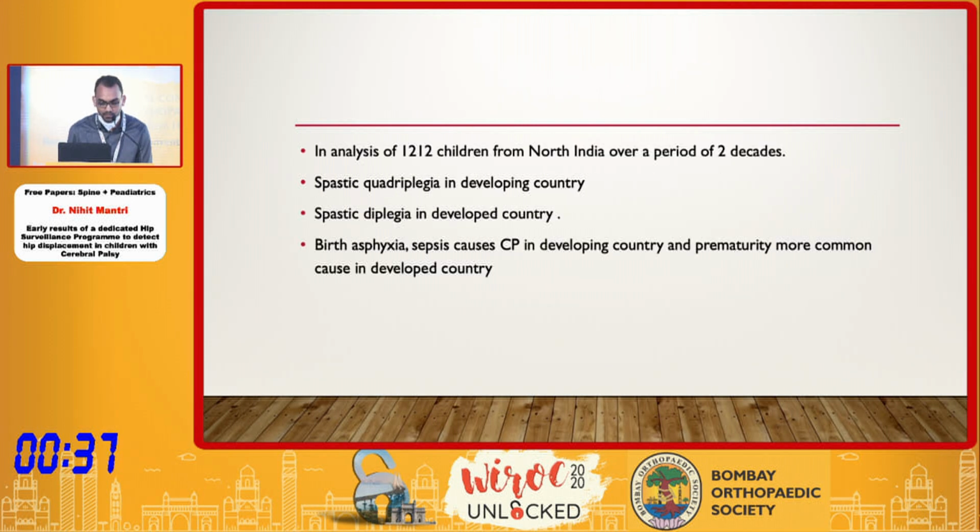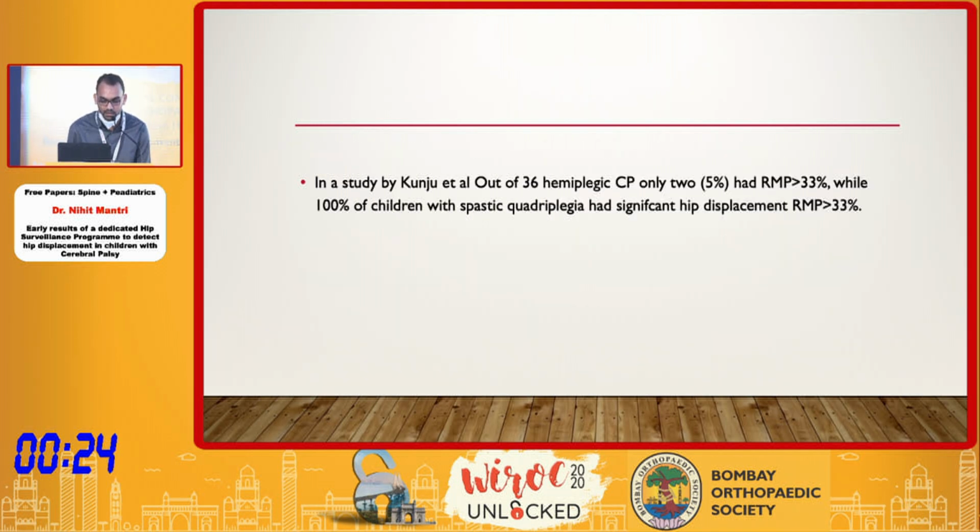In an analysis of 1,212 children in North India, spastic quadriplegia was found common in the developing country, and spastic diplegia in the developed country. Birth asphyxia and sepsis were common causes of CP in the developing country, and prematurity was most common in the developed country. In a Kunju et al. study, where RMP was greater than 30%, there were only 2 cases of hemiplegics, and 100% of children were spastic quadriplegics with hip displacement of greater than 33%.